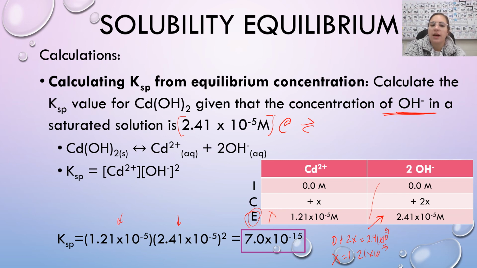Now that I know my 2 equilibrium concentrations, I plug both of them in. 1.21 times 10 to the negative 5 times 2.41 times 10 to the negative 5 squared, and I get 7 times 10 to the negative 15. So the thing you've got to pay attention to is what ion you're given the concentration for, plug that in, then you've got to solve for X to find your other equilibrium concentration.